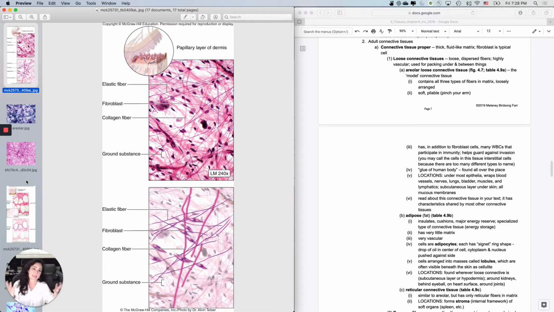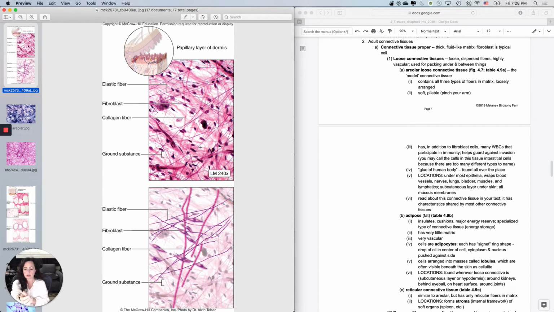Areolar means space, so it's got a lot of space in it. This is the connective tissue that you really have to know because you can see so many things in it. You can see the ground substance really easily because there's space where there's no fibers and there's no cells. It's not empty space. It's space that has some degree of fluid in it. You can see cells. You can see 2 different kinds of fibers. This tissue is also really, really common.